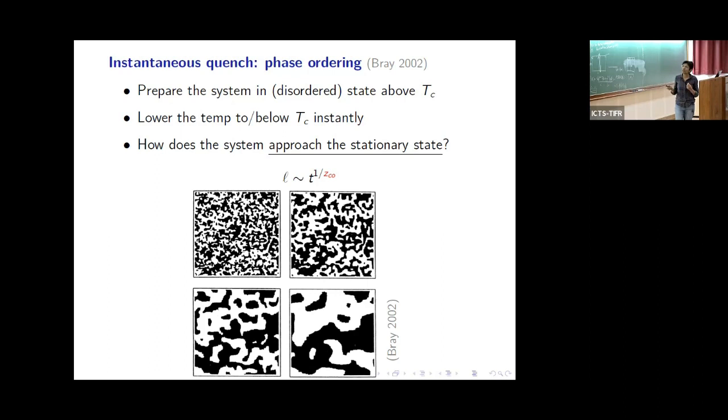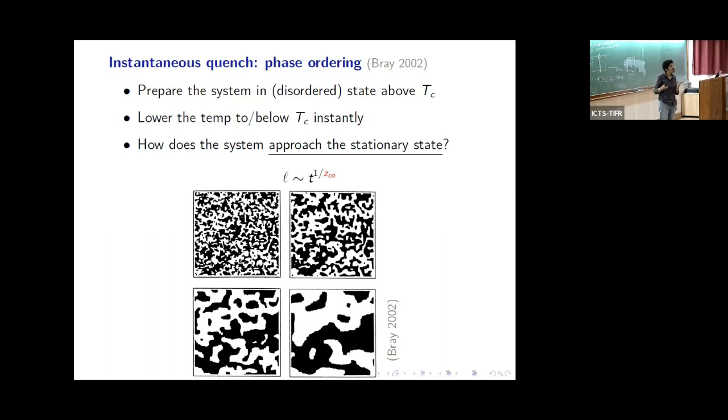This is something one can measure: how the domain length grows with time. It typically grows as a power law, and I will denote that power by 1/z_co, with "co" to emphasize that this is a coarsening experiment. That's a very well studied problem, and it continues to interest people even now. So that's the instantaneous quench.